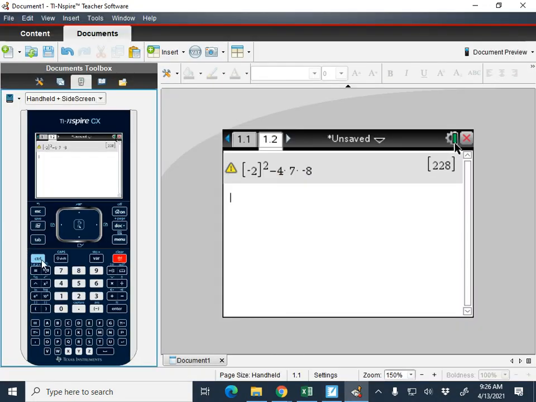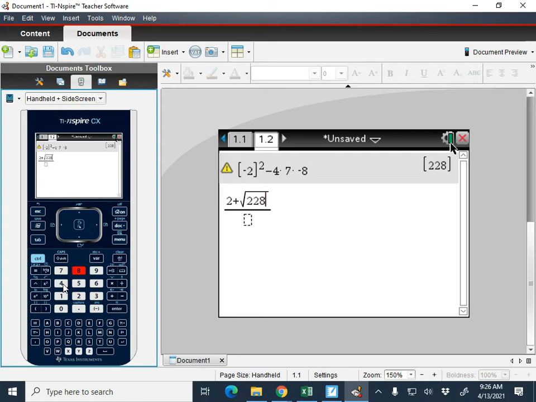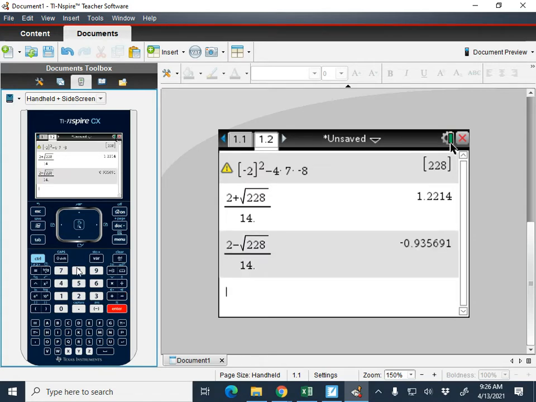Thank you. All right, so now control divide. 2 plus the square root of 228 over 14. I'm going to put a dot because I think this one will be a decimal, and sure enough it is. And then 2 subtract the square root of 228. We get 1.22 and negative 0.94.